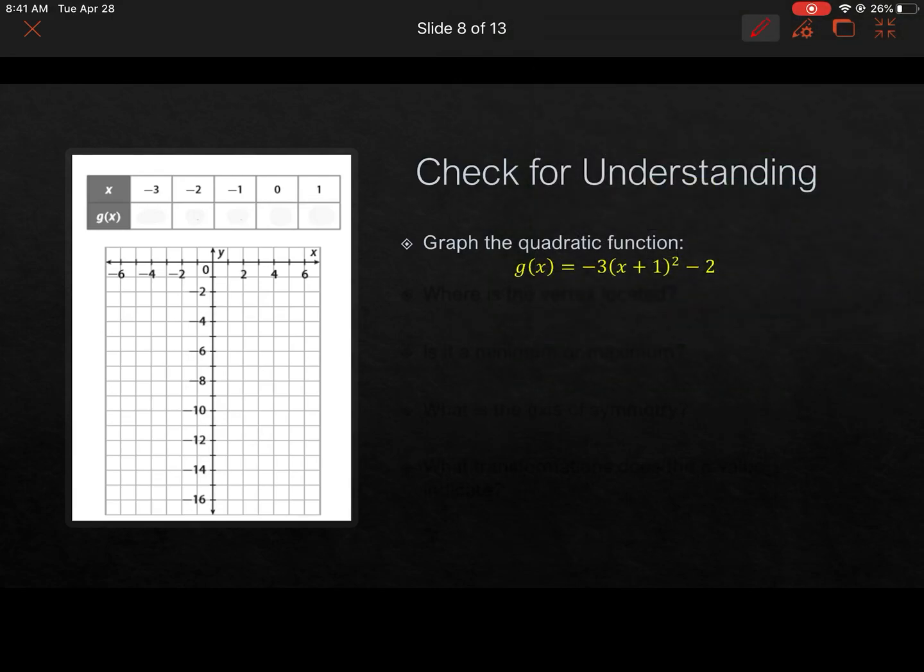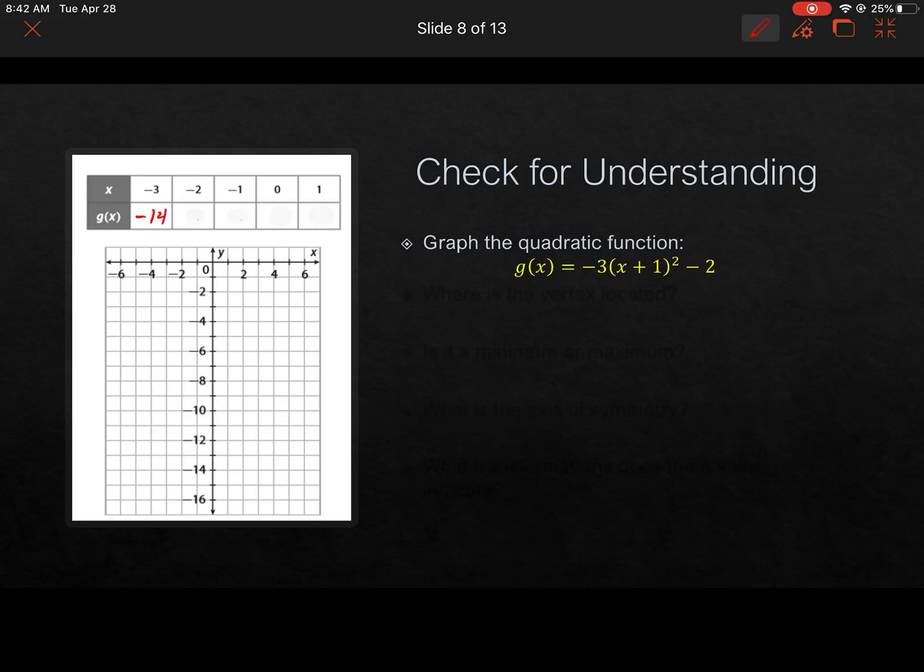All right, so these points are already chosen for you. If we plug in -3, I'm just going to do this mentally as we go. -3 minus 1 would be -2. -2 squared would be 4. 4 times -3 is -12. -12 minus 2 is -14. So this is going to be a -14.